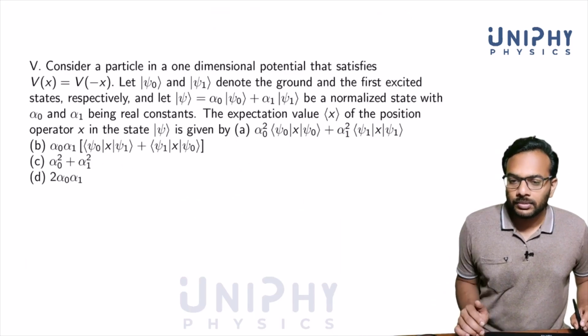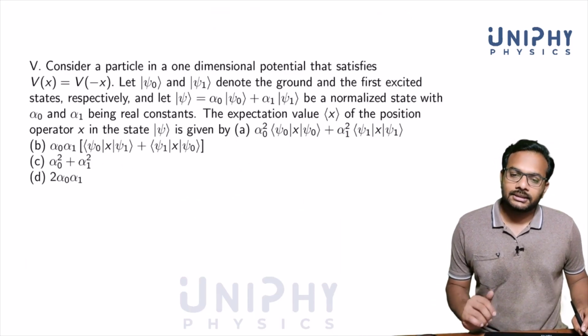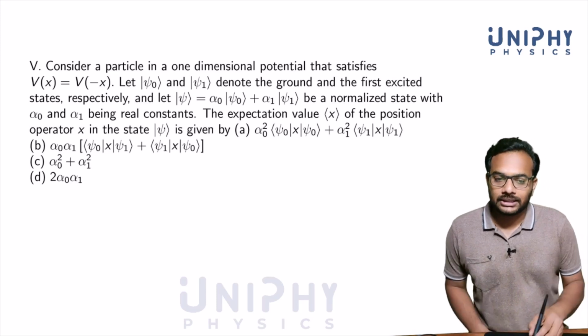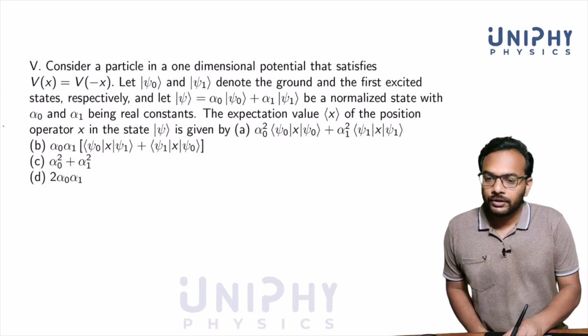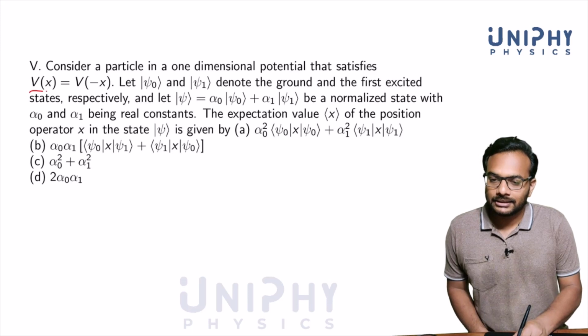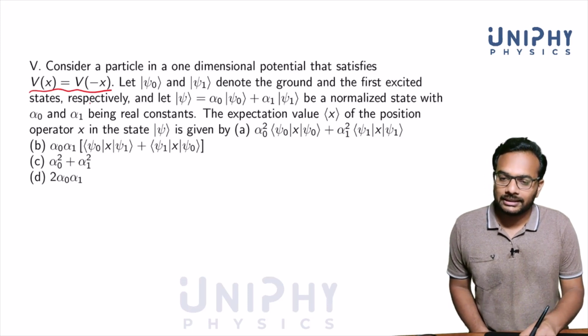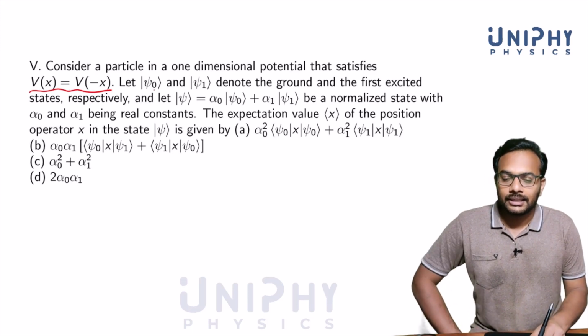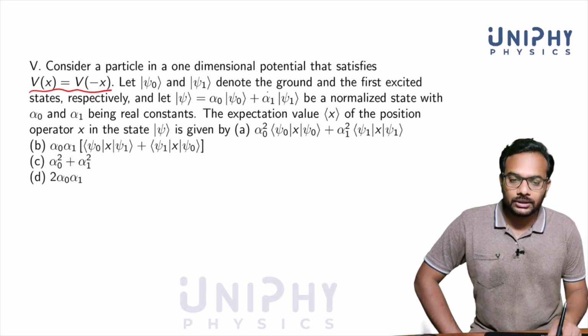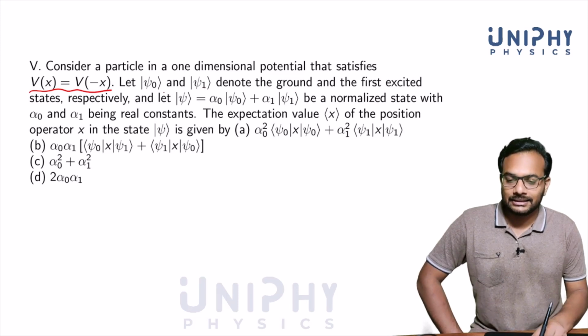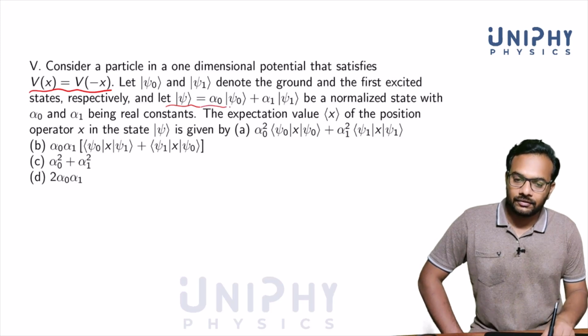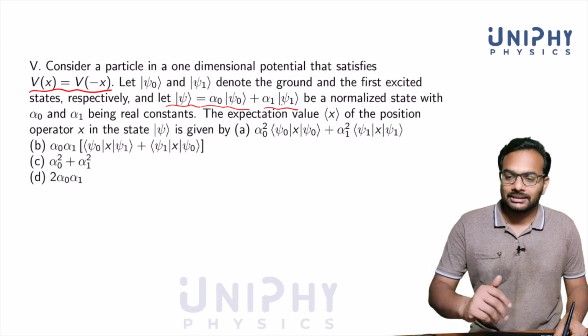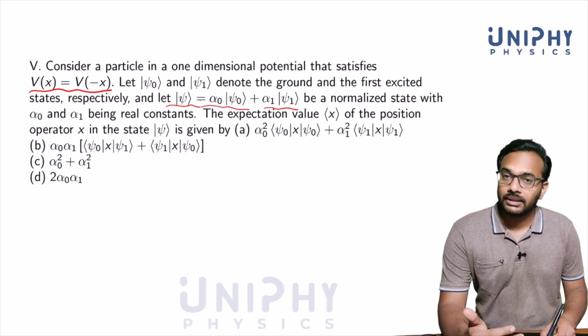The next problem is this one. Consider a particle in a one-dimensional potential that satisfies V of x is equal to V of minus x. Let psi 0 and psi 1 denote the ground state and first excited states respectively. The state is given, psi is equal to alpha 0 psi 0 plus alpha 1 psi 1. It's a normalized state with alpha 0 and alpha 1 being real constants.